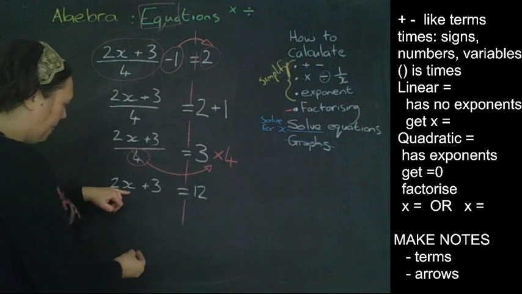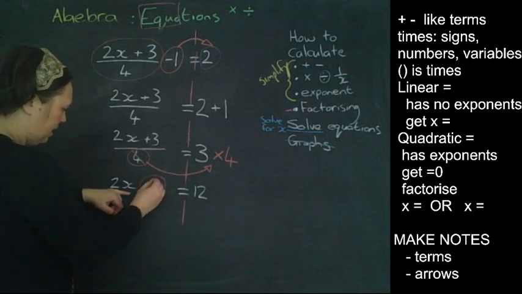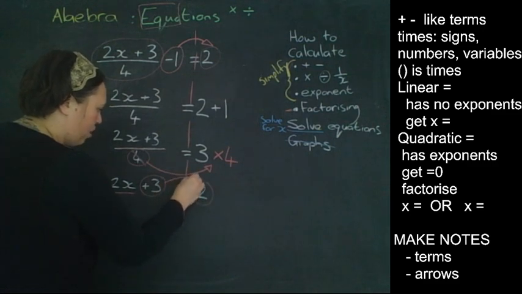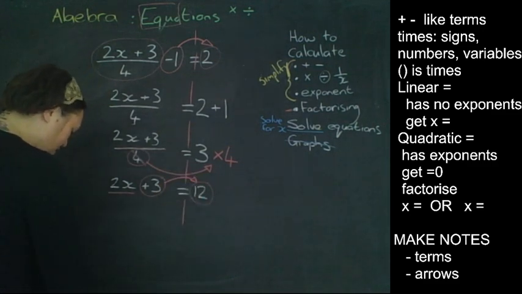Okay, now we've got a 3, and we've got an x, and we've got a 12. So this needs to go over to that side. So what do we have?